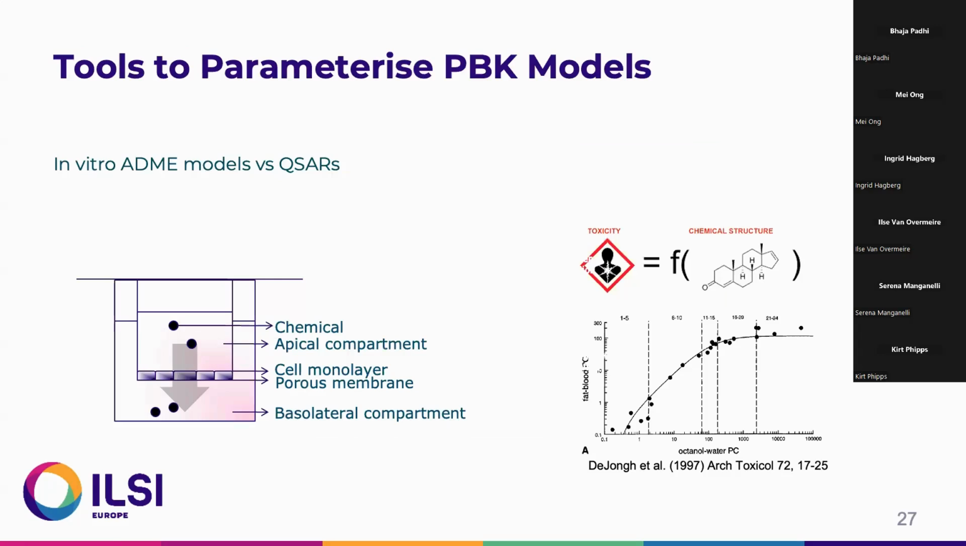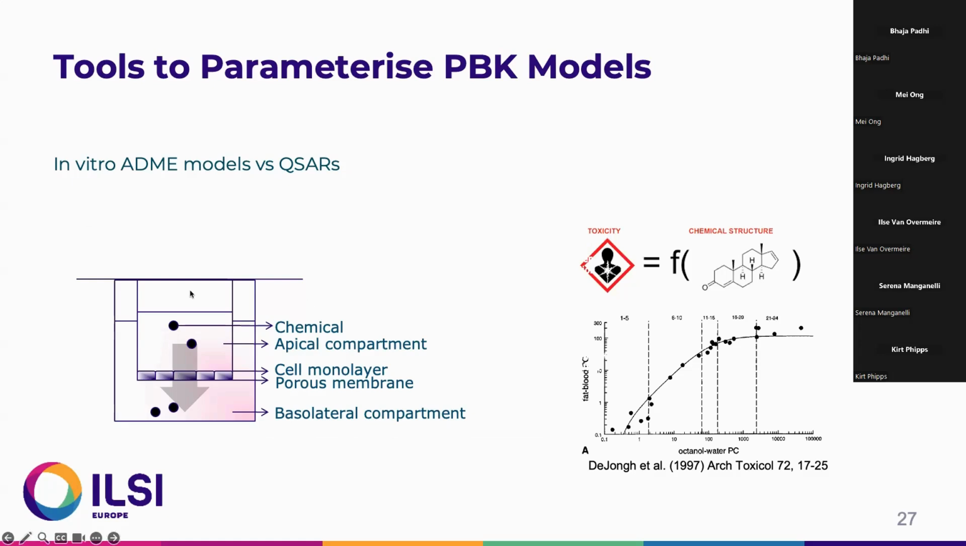So where do we get these parameters, particularly these chemical specific parameters? And these you can use in next generation risk assessment. At least you can use two types of tools. The first one are in vitro assays. So unlike the in vitro toxicity assays that I discussed before, these are the ADME assays, the absorption, distribution, metabolism in vitro assays.